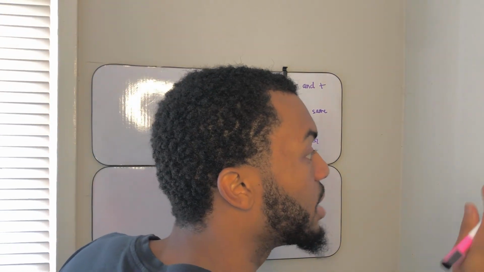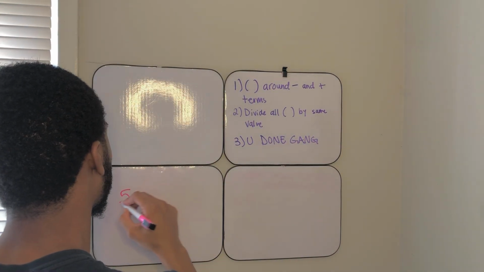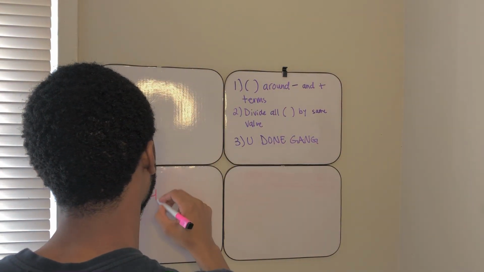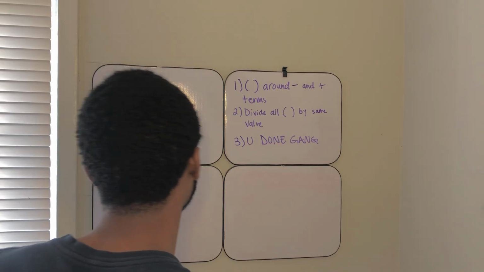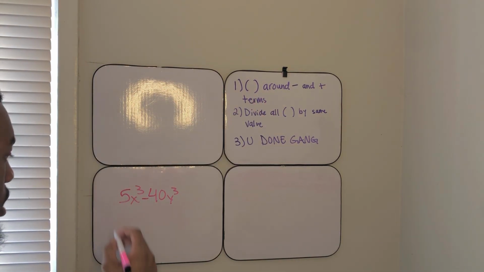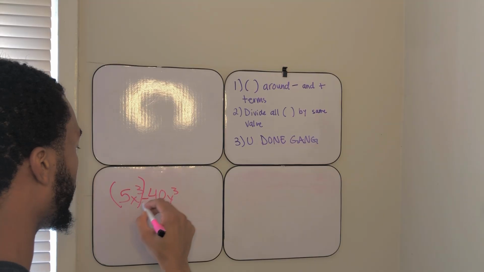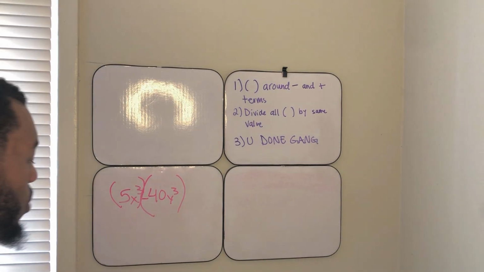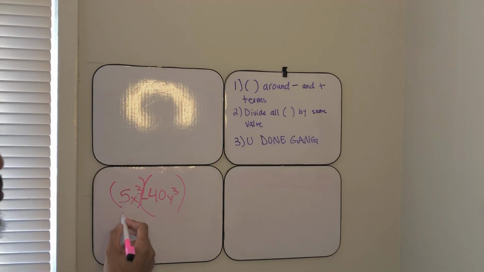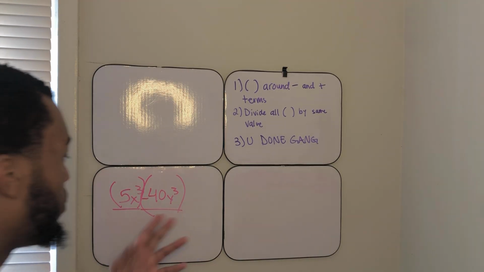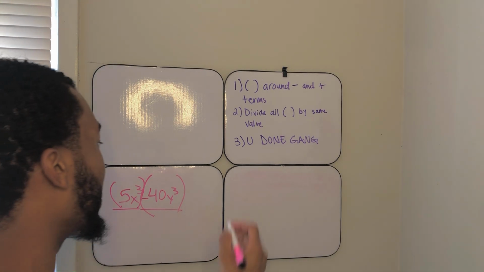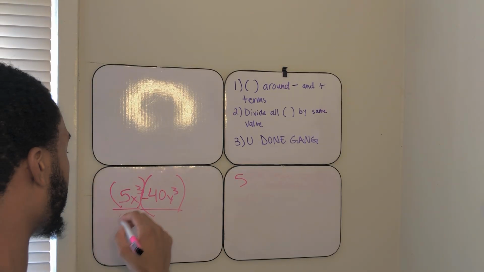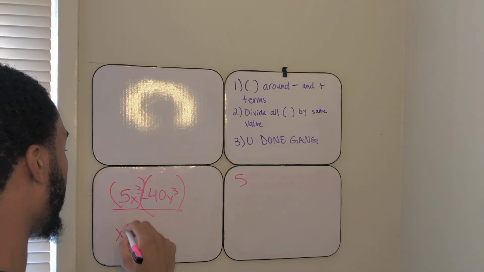The second one, we've got 5x cubed minus 40y cubed. Going back to the procedure, we put parentheses around everything that's positive and negative. So we have positive 5x cubed and negative 40y cubed. Next, we see if there's anything we can divide out of both of these. I see we can take a 5 out of both of these, so we set that over to the side. When we divide both by 5, with this one we're left with x cubed.